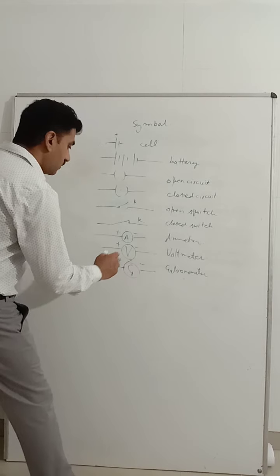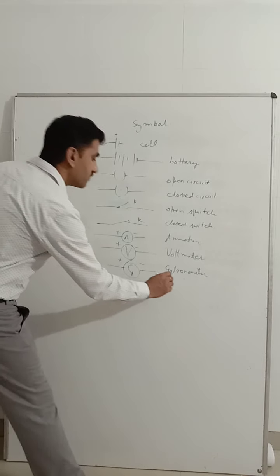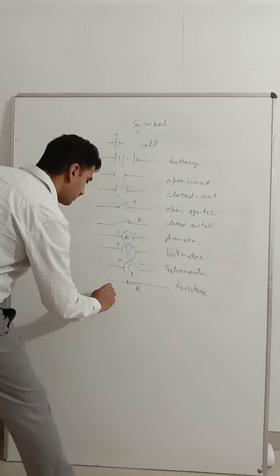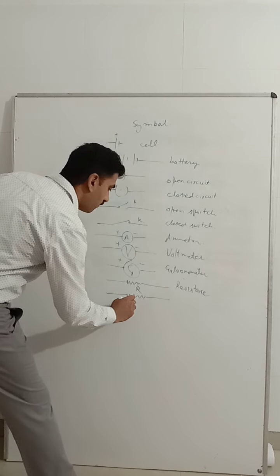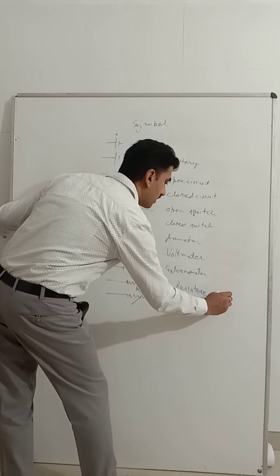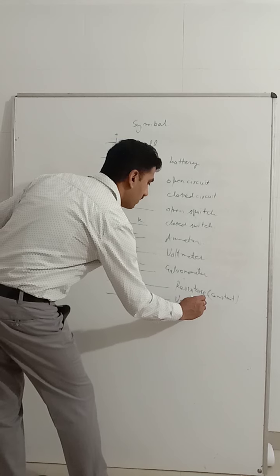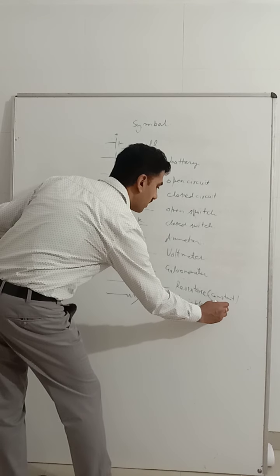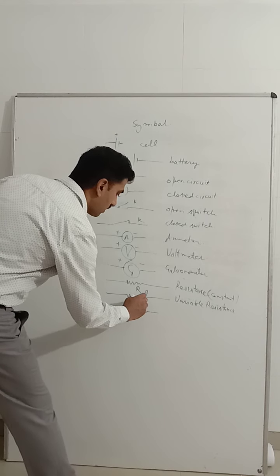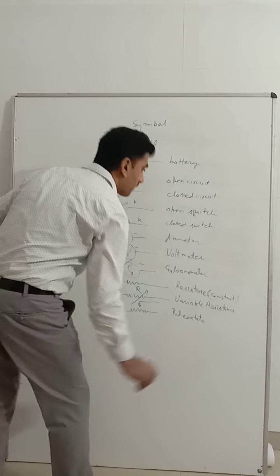Okay, so this is your resistance, the symbol of resistance. And this is the symbol of your variable resistance. Which type of resistance? Constant. Variable. There is one more symbol like this only, which is called a rheostat.